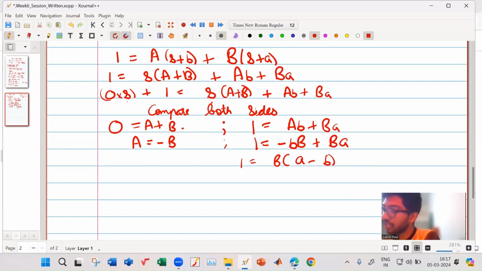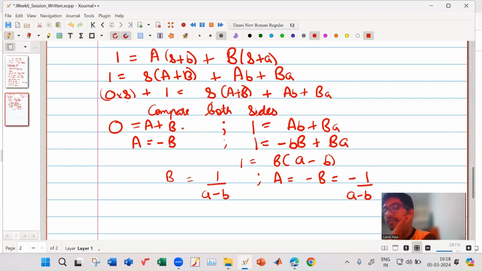So we can write further that my B is equal to 1 upon A minus B, and my A is equal to minus B, that is equal to minus 1 upon A minus B. Okay, so these are the steps for me to find the partial fraction.